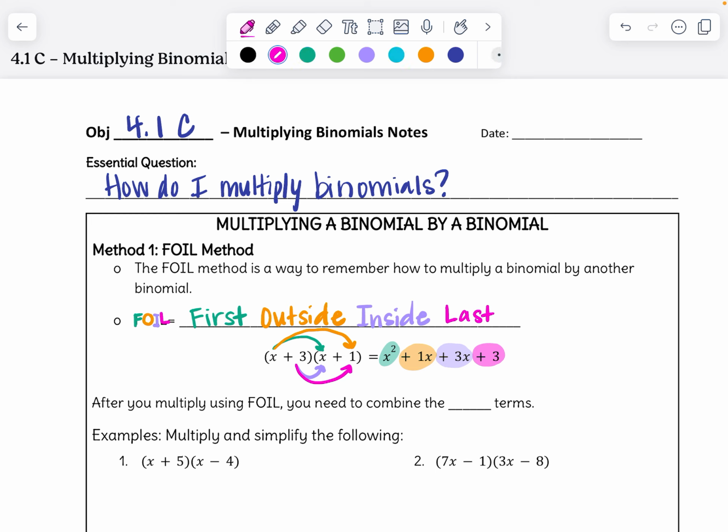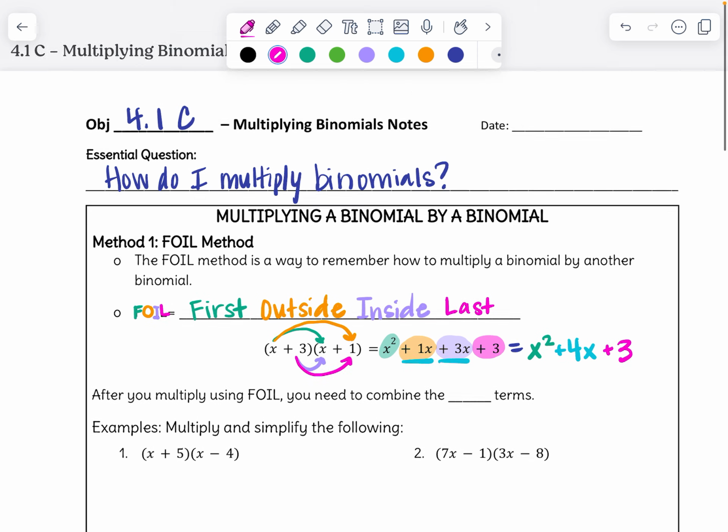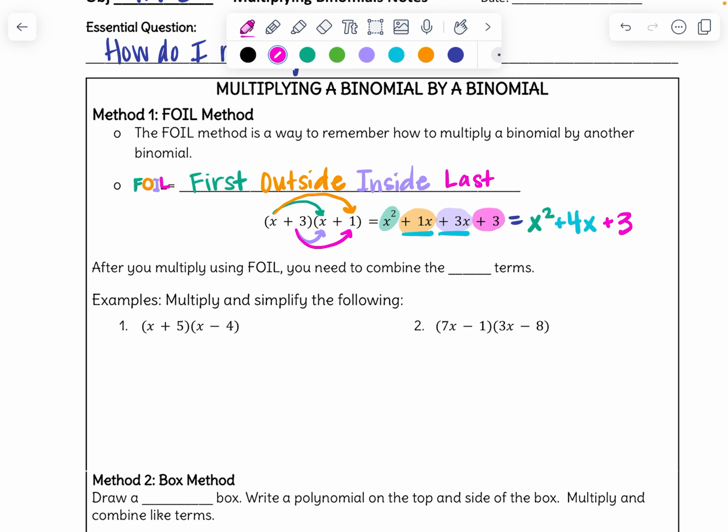So after you multiply first, outside, inside, last, then you just simplify. So we have like terms, 1x and 3x. So after combining like terms, we have x squared plus 4x plus 3. So when you multiply a binomial by a binomial, your answer is a trinomial. So here we combined the like terms. Remember, combine means to add.